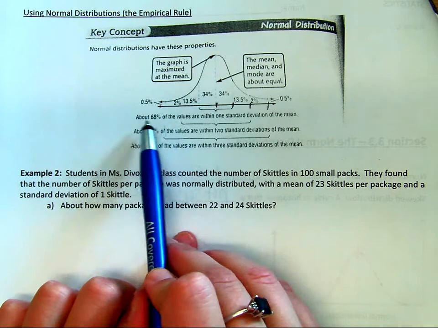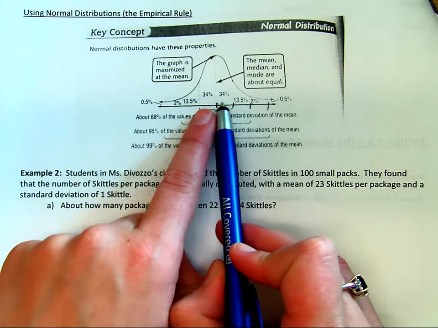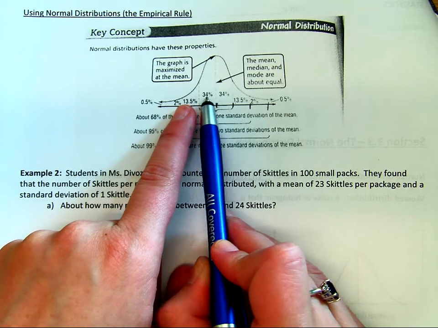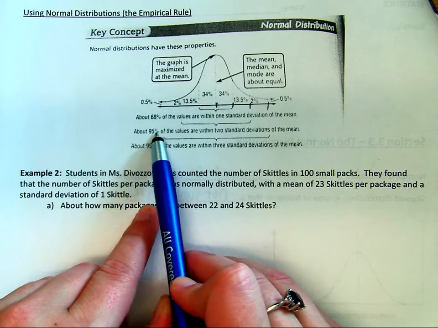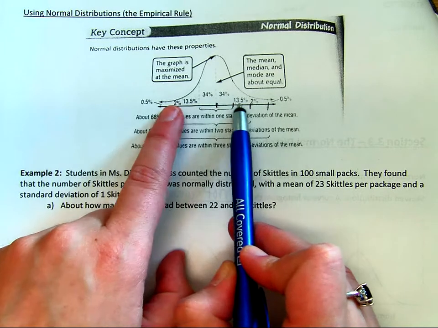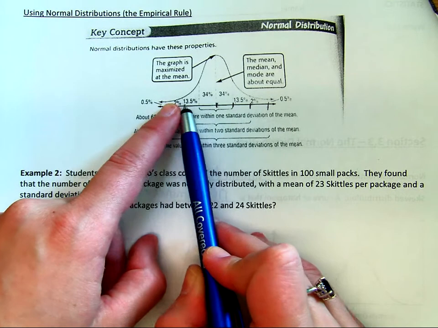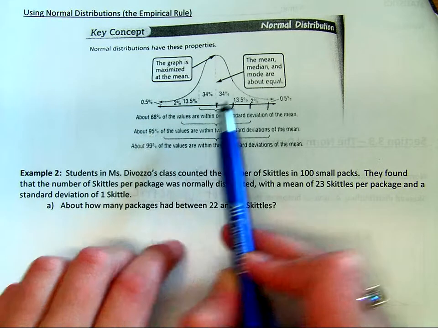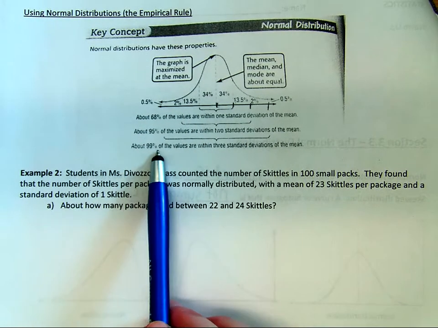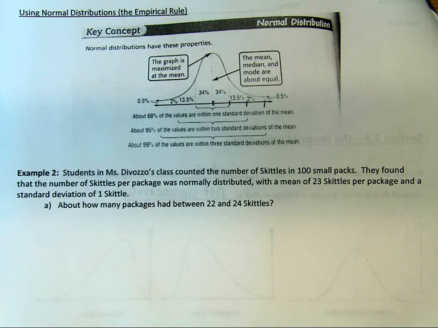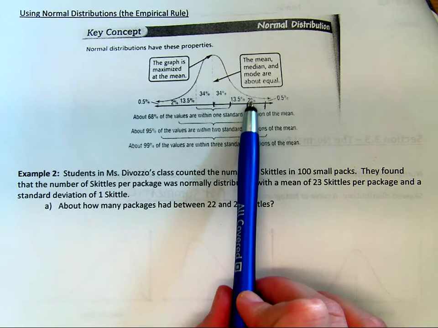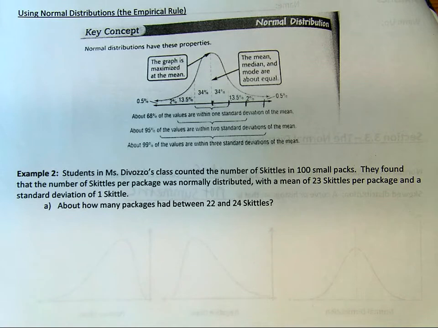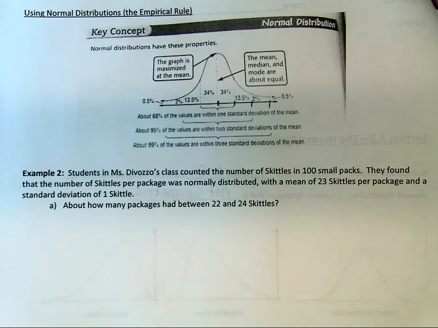So about 68% of the values are within 1 standard deviation of the mean. Here's your mean. There's 68%, 34 plus 34. And it says about 95% of the values are within 2 standard deviations. So if you count up 13.5 plus 34 plus 34 plus 13.5, you get 95%. And then about 99% are within 3 standard deviations. So these are the percentages we're going to be working with. You need to memorize these because that's how you're always going to start when you're working with a normal distribution problem.